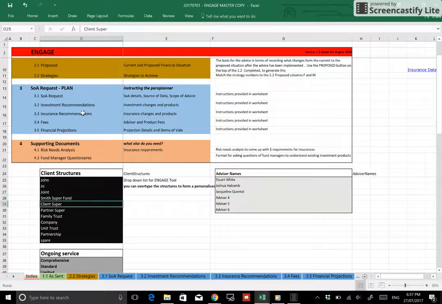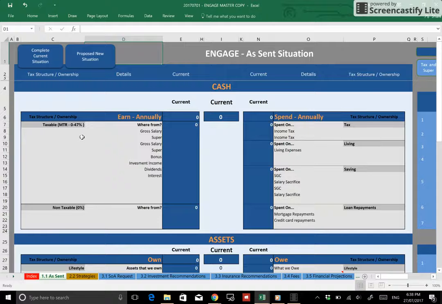super fund. If they didn't have a self-managed super fund, and they had a retail fund, say a CBUS, you would put in their CBUS fund, and you'd put that as John's super, and you would put this as Jo's super. You then go to 1.1, the information that we have on file.